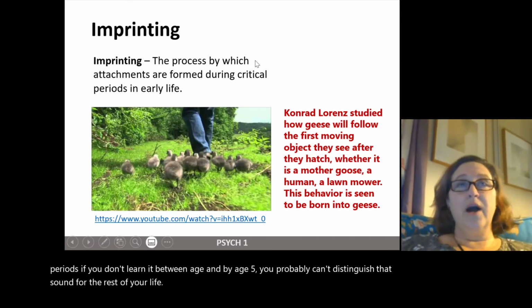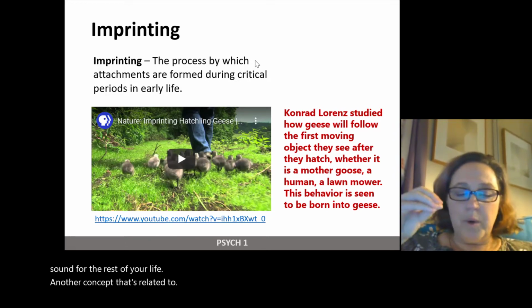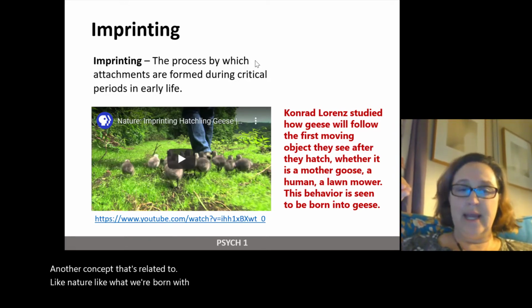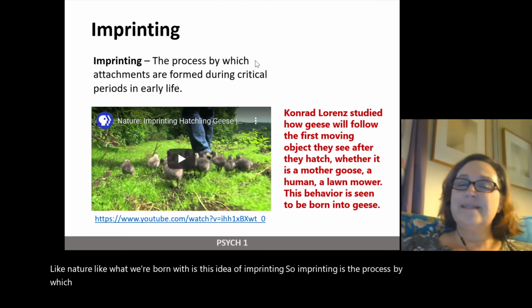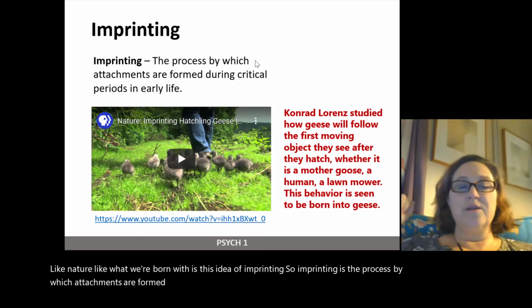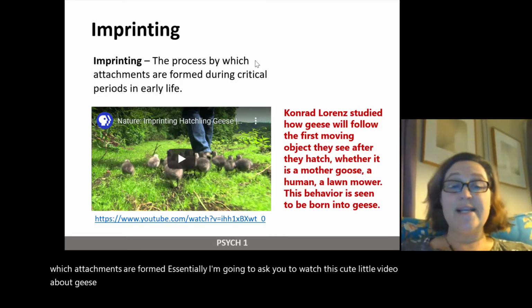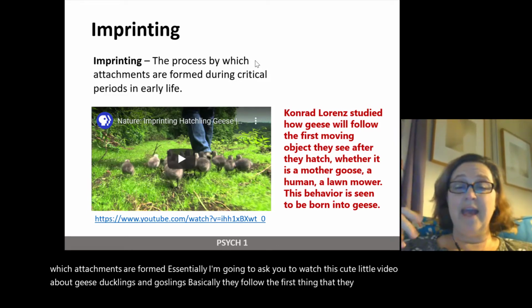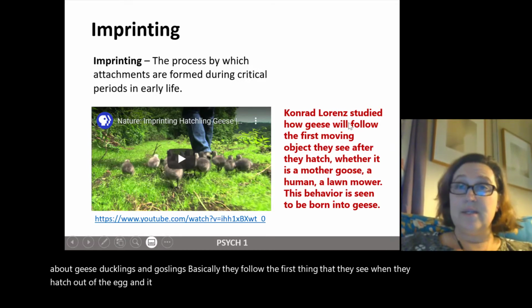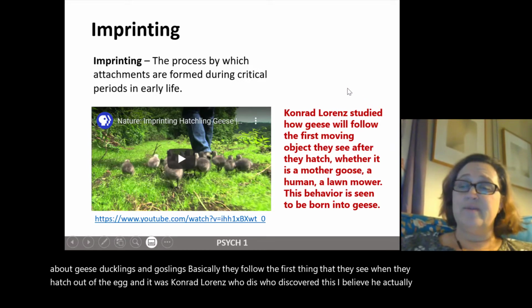Another concept that's related to nature, to what we're born with, is this idea of imprinting. Imprinting is the process by which attachments are formed. I'm going to ask you to watch this cute little video about geese, ducklings, goslings. Basically, they follow the first thing that they see when they hatch out of the egg. It was Konrad Lorenz who discovered this. I believe he actually won a Nobel Prize for this observation.